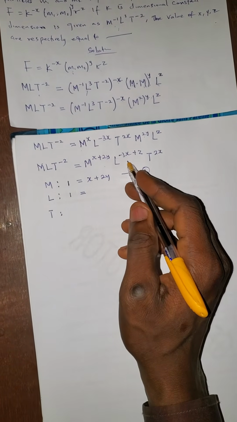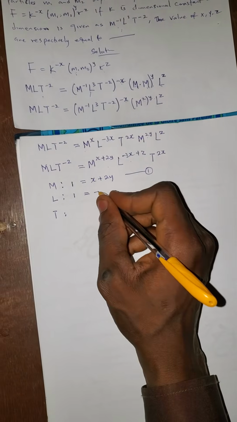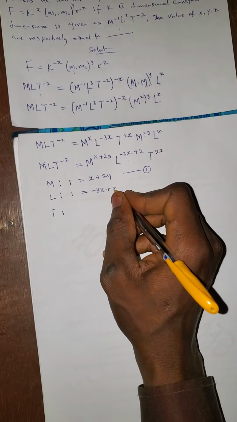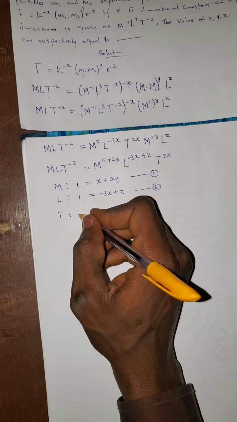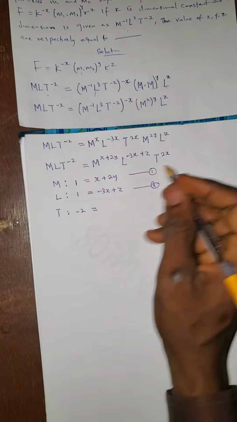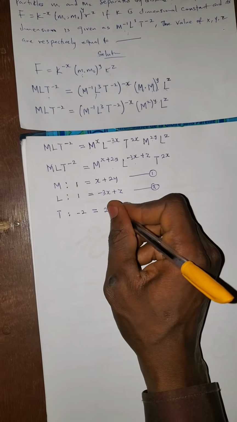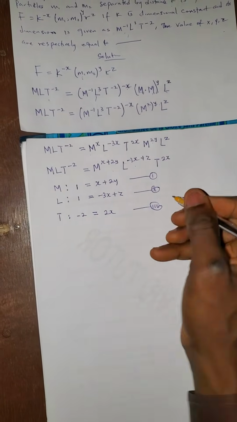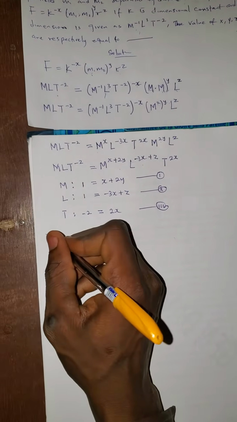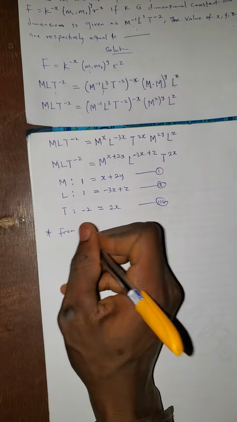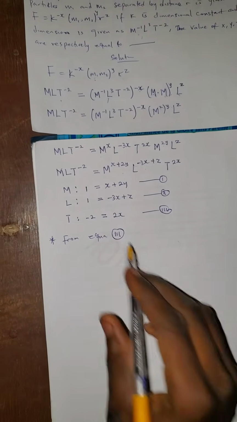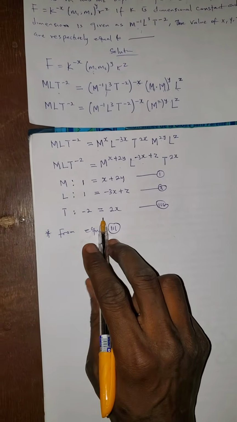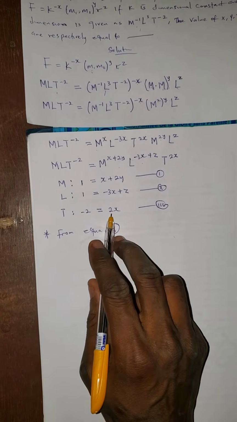The power of L at the right side is minus 3x plus z, equation 2. The power of T at the left side is minus 2, equals the power of T at the right side, which is 2x, equation 3. Now if you check this very well, we have to start from the simple one so it will not give you problem. It's obvious that in equation 3 we can easily get our x.